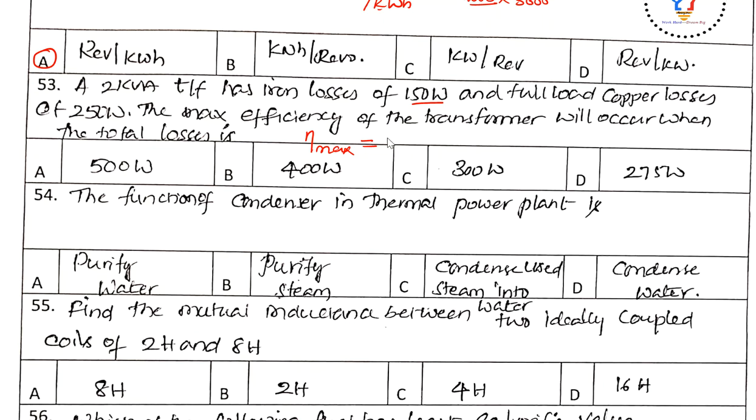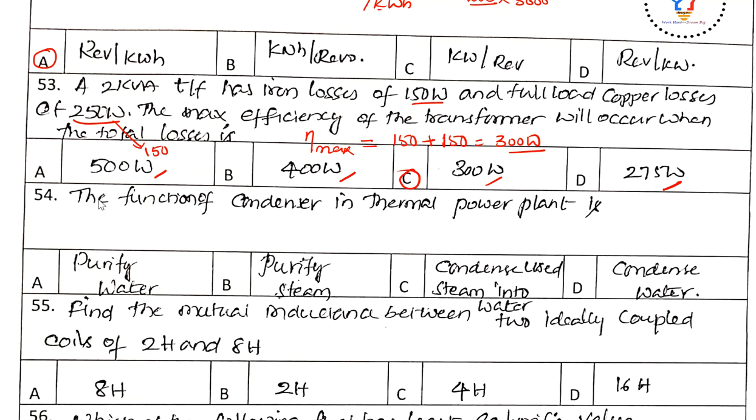Whatever the copper losses are, they are made equal to the core losses. So that means here we have 150 watts as core losses. Now the copper loss is 250 watts, but we will make it equal to 150, which is nothing but the core losses. So combined together they give a result of 300 watts. The options are 500 watts, 400 watts, 300 watts, 275 watts. So the answer, you know, is 300 watts.